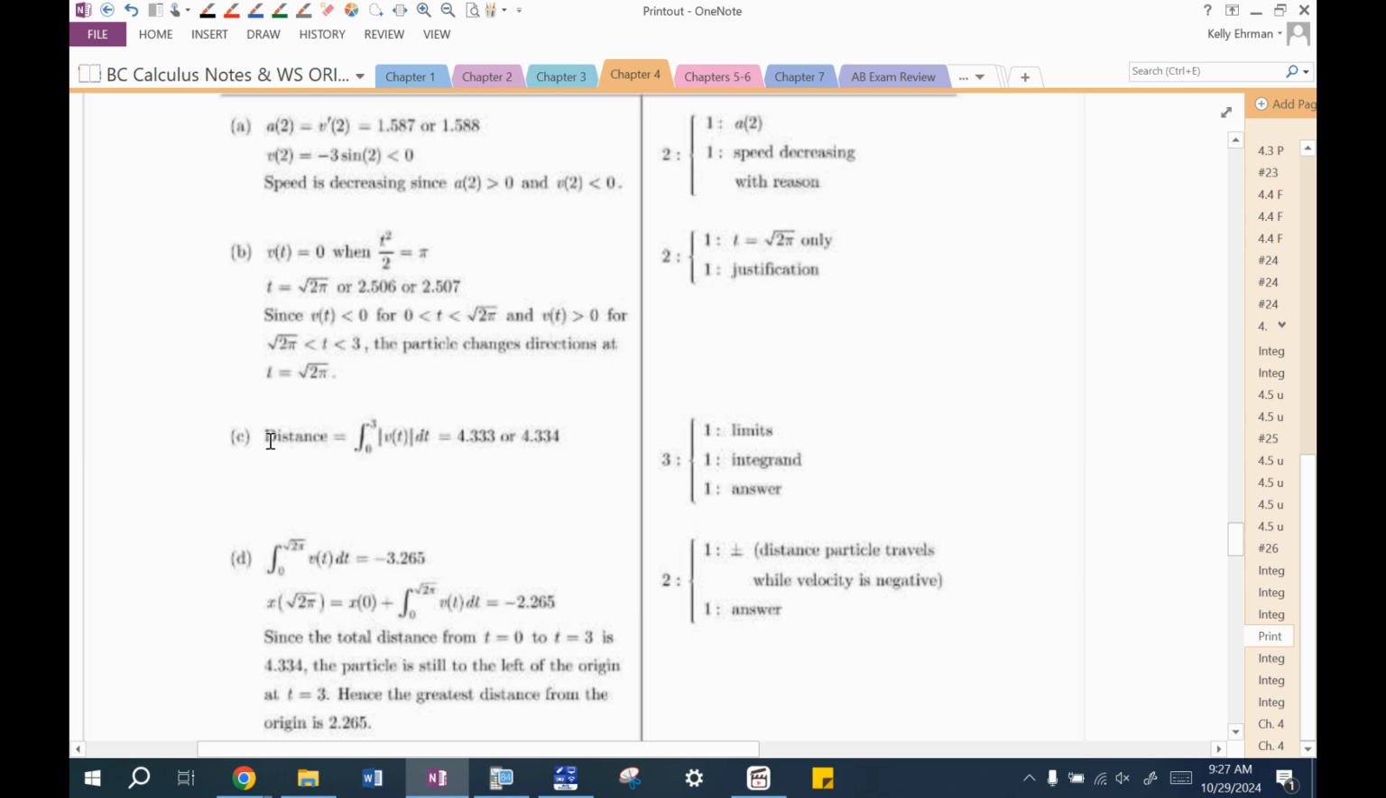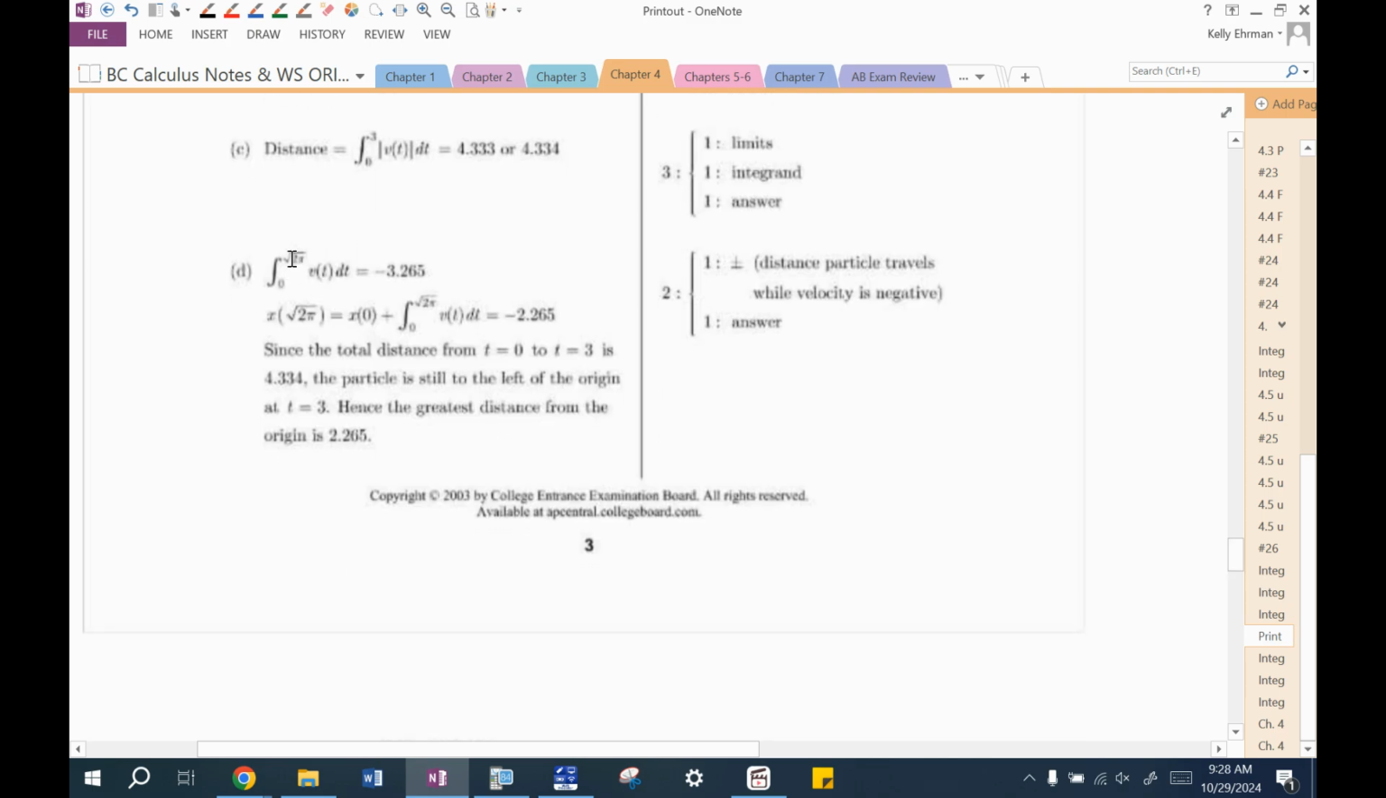Part C is 3 points, but look at how short the answer is. You get 1 point just for writing 0 to 3. That's what it means by limits. 1 point for the integrand. Make sure that you include dt. If you're not writing that, I'm not giving you a point for the integrand because it's not right. You have to have the absolute value as well. And then, of course, your answer.